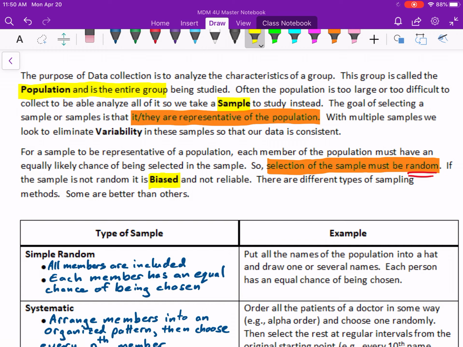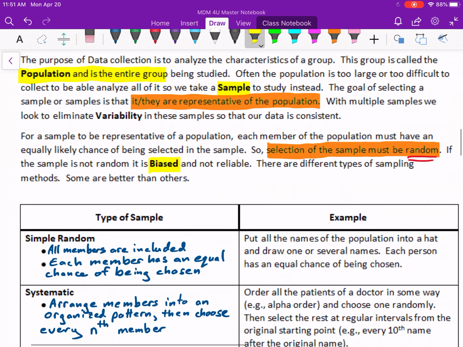Well, if I only took my sample from grade 12s, they are by and large taller than people in grade 9 or grade 10. And so my results are going to be skewed. They're going to be thrown off. I'm going to think that the average height in Uxbridge Secondary School is actually higher than it really is. So that's a simple example of bias. So we want to avoid that.